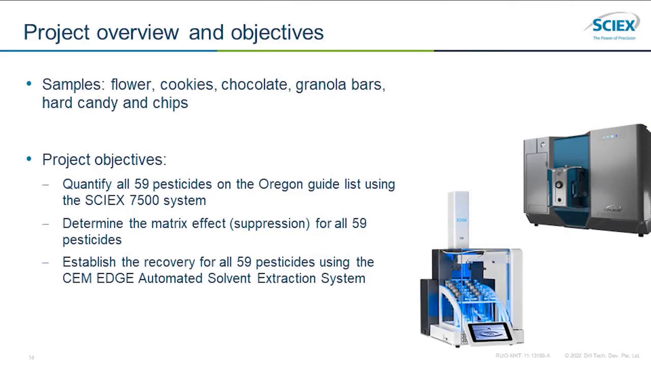So when we were evaluating our method, we wanted to try a few different matrices. So we stuck to flour, cookies, chocolate, granola bars. We threw in some hard candy and also looked at some chips. And we extracted these using the CEM Edge, which we'll go into the details a little bit more, but essentially it's similar to a liquid-liquid extraction using acetonitrile. And our real goal here was to determine the suppression. So what's happening, what's this matrix doing to our system and our signal?